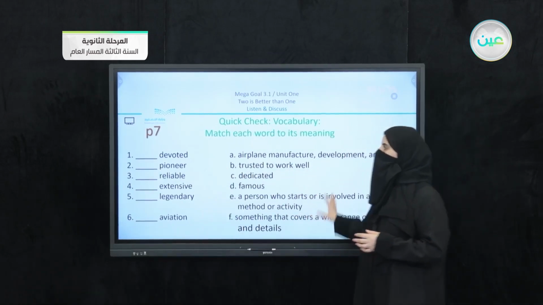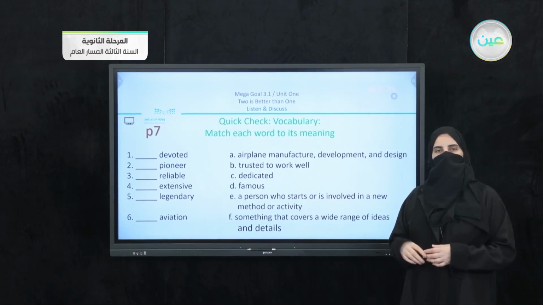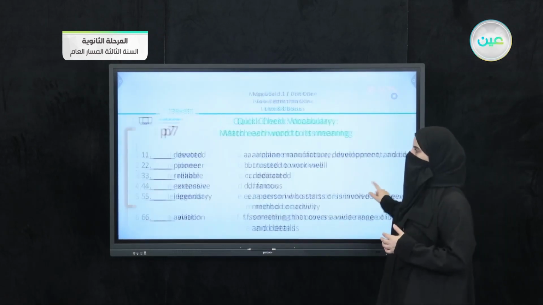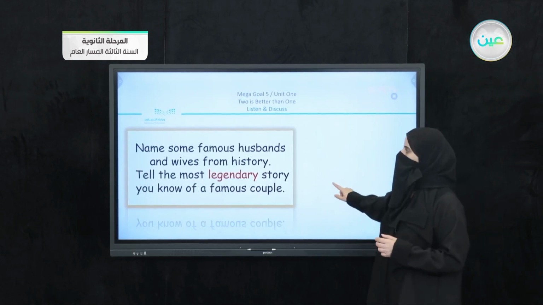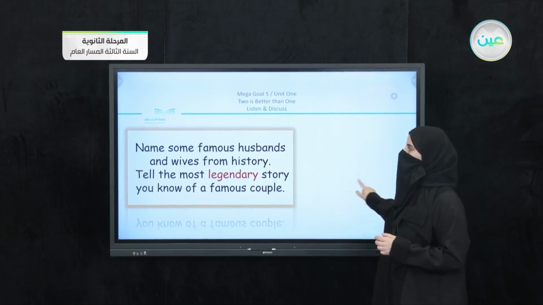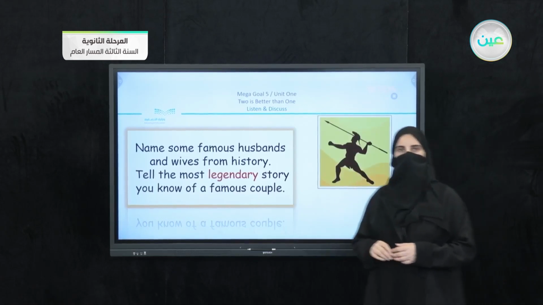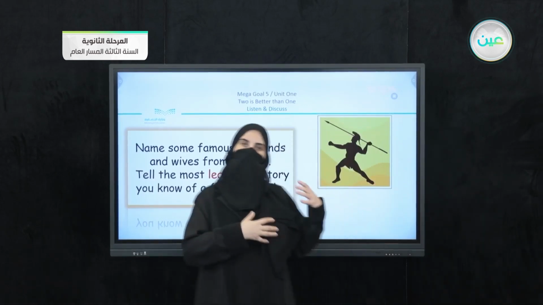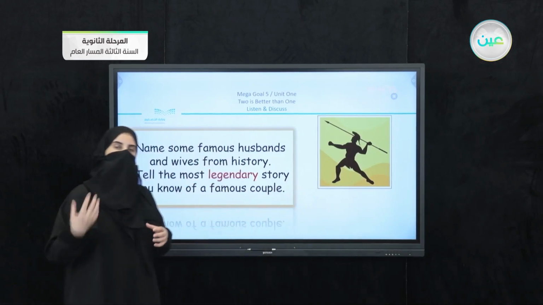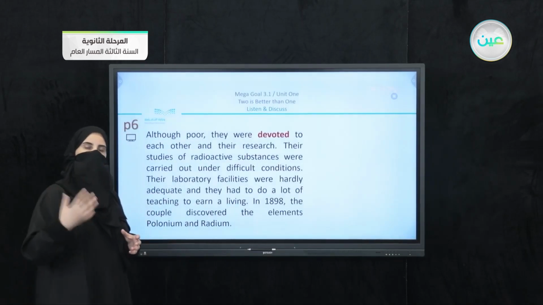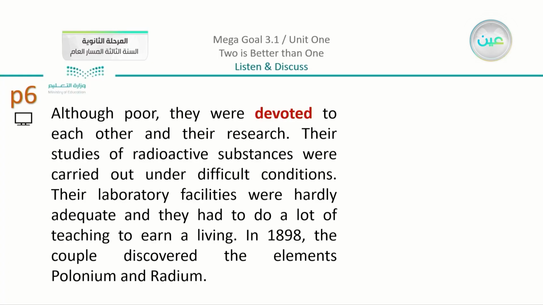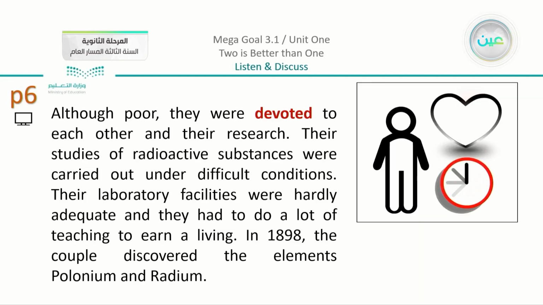Now going back to our words. Before we do the exercise, I just want to remind you that we have the word legendary from the very beginning. Now name some famous husbands and wives from history. Tell the most legendary story. I can give you this picture, just to show you that it is related to something old, and we have here historical. Now here we have the word devoted. I can relate it to this picture. Time, feelings in a person, devoted.